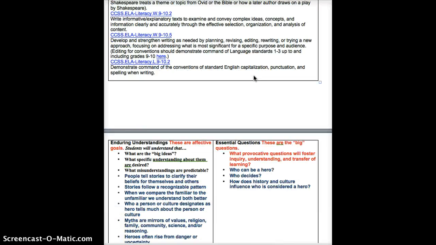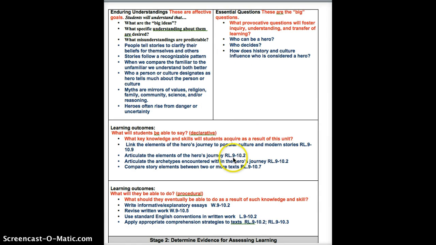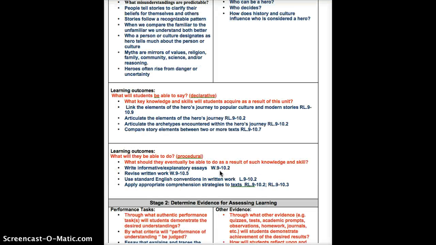And so what I want students to do is to be able to look at two or more texts, and text is used broadly, and I'll show you in a second what those two texts are. When we look at the procedural knowledge, this is what they can do, and I want them to write. This is the skill that they're going to take away from this. I want them to write informative or explanatory essays.